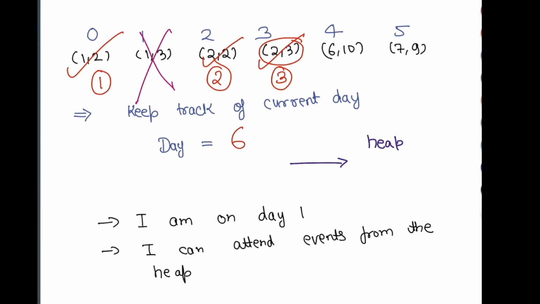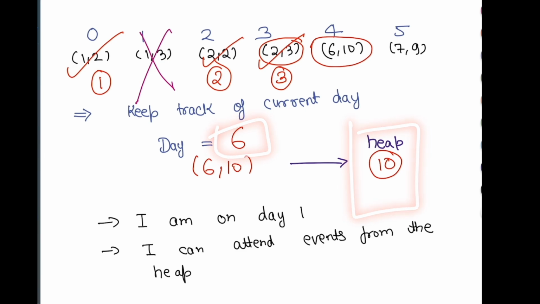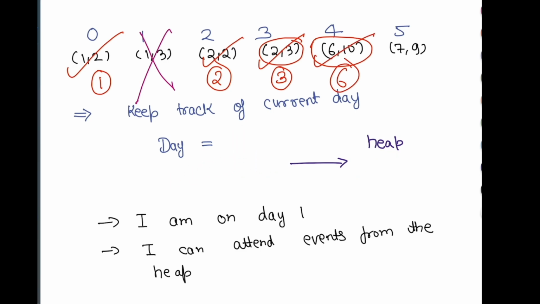What we can do is say, okay, this particular event will be processed. This is 6, 10. This is ending on day number 10, right? Right now in my heap for day number 6, I have one event. This is my one event which can be processed. I will process this event because I just have one option. So I will process this event on day number 6, right? This event is now attended, and now we will move to the next day, which is day number 7.